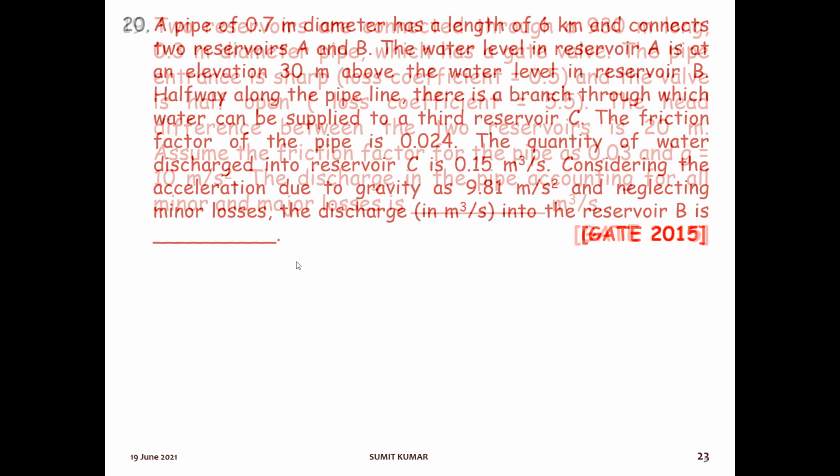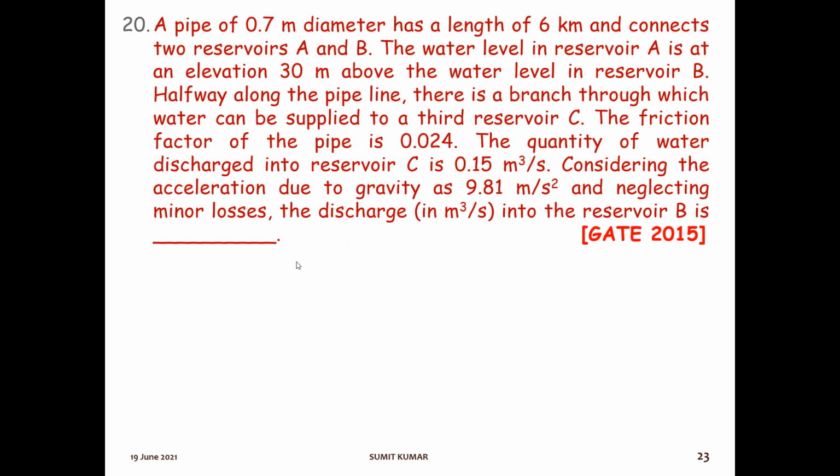Now, this is the last question of today's session, question number 20. What is the question saying? A pipe of 0.7 meter diameter, and length is 6 kilometer, connects two reservoirs A and B.